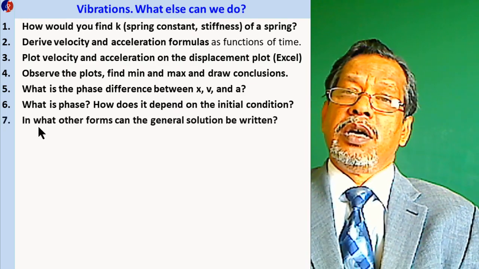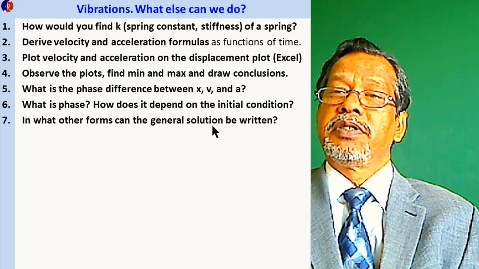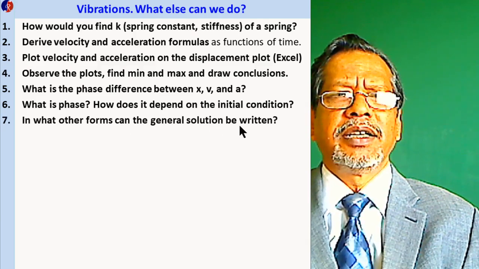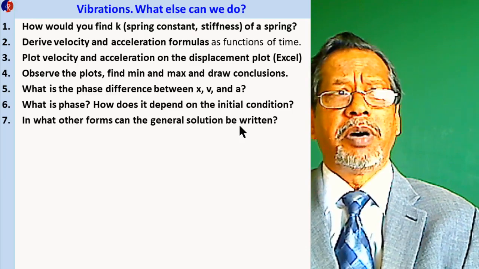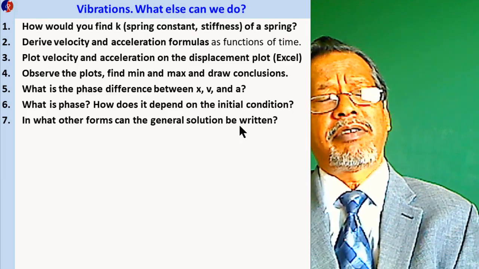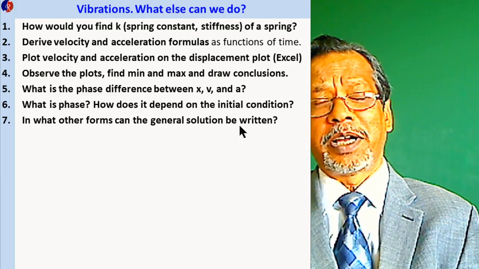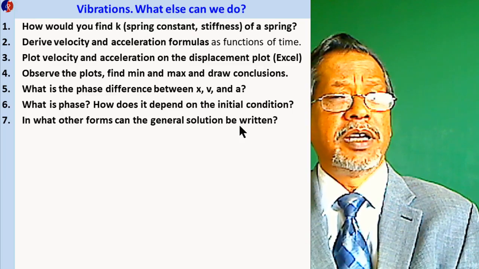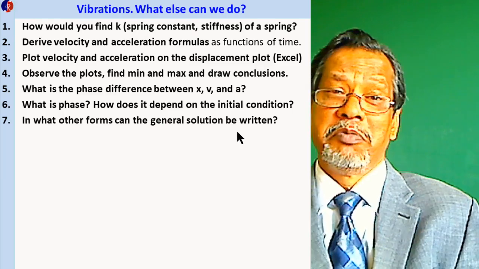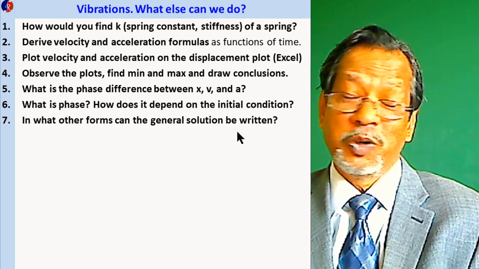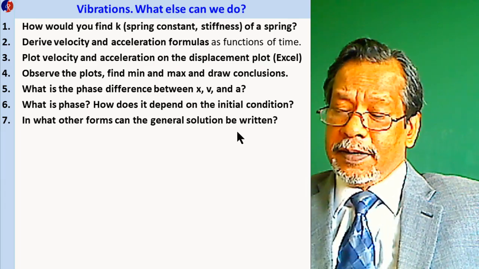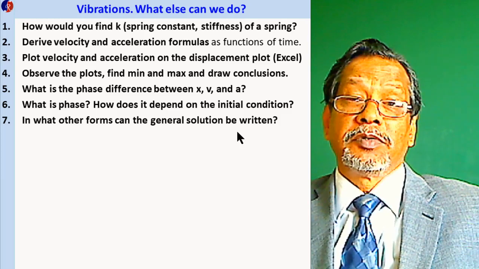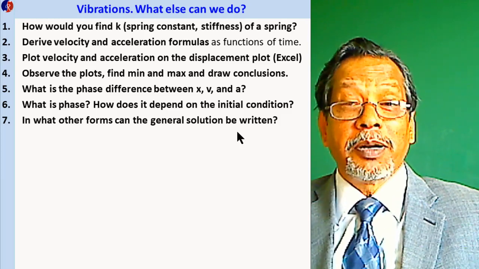In what other forms can the general solutions be written? As I said, sine and cosine are basically the same function. They should think about that and say, okay, I could write the same thing as cosine. The only thing that will change is that phi. In one case, it may be 0. If I wrote cosine instead of sine, that particular problem, it may turn out to be 0. Now that phi, whatever.